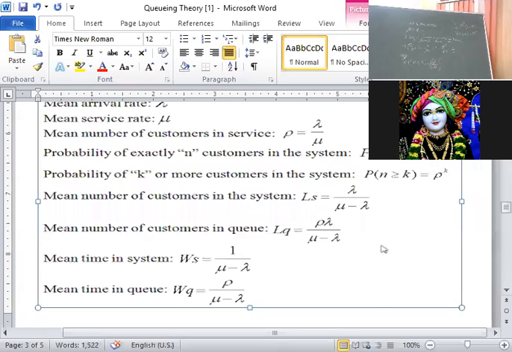My question was that we have taken P of n formula for the 3 machines in repair shop, and P of n greater than or equal to K for the waiting line. So do we have to differentiate like that only? You can differentiate like that.